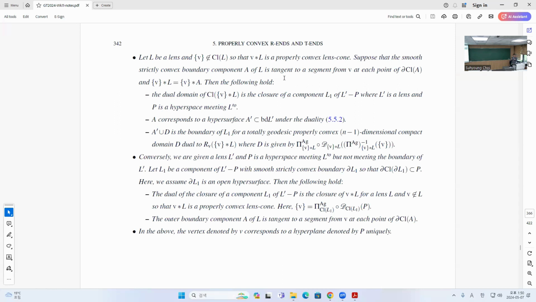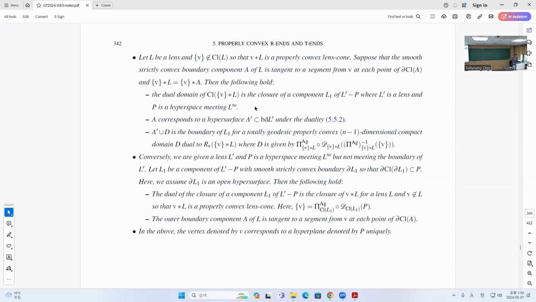And so if you have something like the lens cone, and suppose there's some upper boundary component of the boundary, which is called A, and it has the property that for each segment from this vertex to each point of the boundary of A, it's actually tangent. Okay, and then it has the same property. Then this property, then join is the same as that of L.